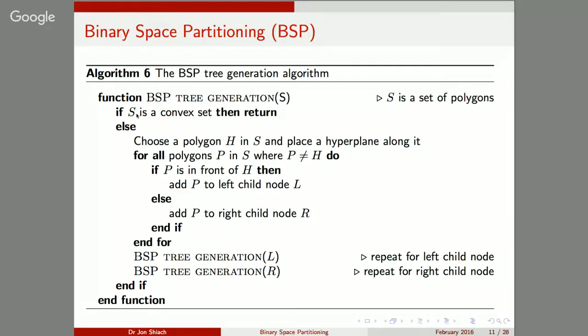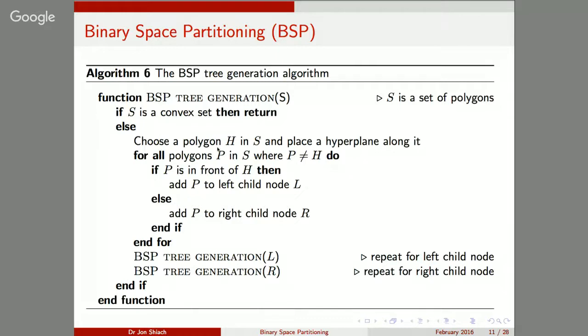Okay. So what we do is we choose one of the polygons in our set S, and we insert a hyperplane along it. So we choose that polygon, and we cut through our virtual world. So that's going to split our virtual world into two subspaces: the space in front of our polygon H, and the space behind.